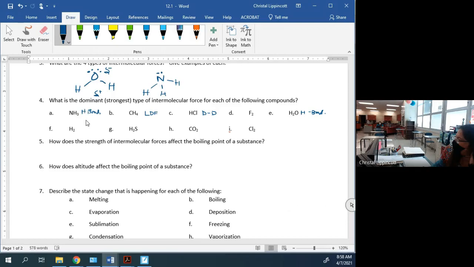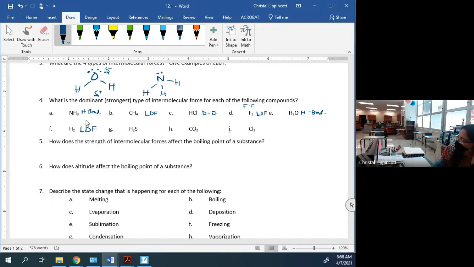Fluorine and fluorine, when they're bonded together, everything's equal here. We have 0 electronegativity difference, so the only thing that's present here is LDF. And the same thing, for the same reason, for the other F here as well.